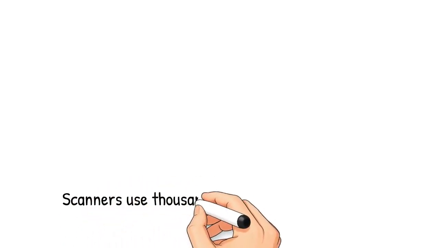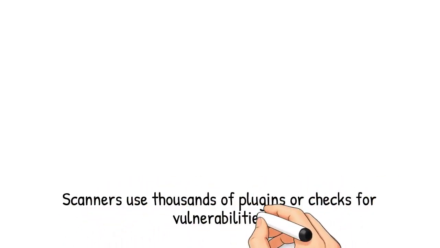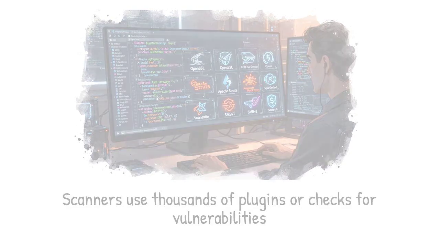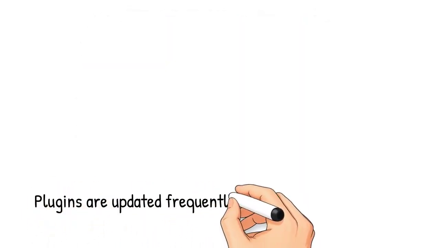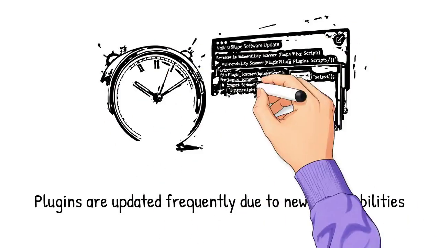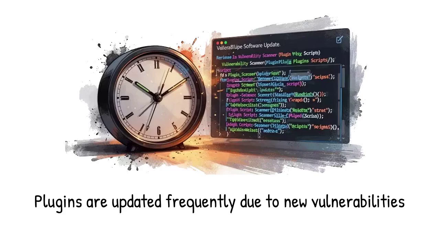Every vulnerability scanner contains thousands of plugins or checks. Each plugin is a small script that tests for a specific vulnerability. For example, plugin 19506 checks for outdated OpenSSL. Plugin 51192 checks for Apache Struts RCE. Plugin 1001 checks for SMBv1 exposure. Plugin 33851 checks for weak SSH ciphers. These plugins are updated daily, sometimes hourly, because new vulnerabilities appear constantly.